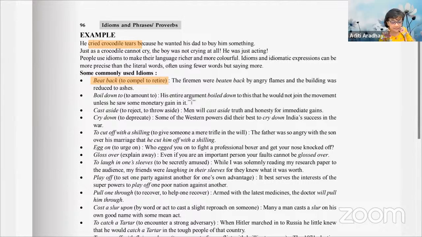Correct. They were afraid because of the angry flames. Look at the style of the writer. Flames are not angry, but the literary device is angry flames. So the firemen were beaten back by the angry flames, which means they went back. And the building was reduced to ashes. The whole building burnt into ashes and collapsed.